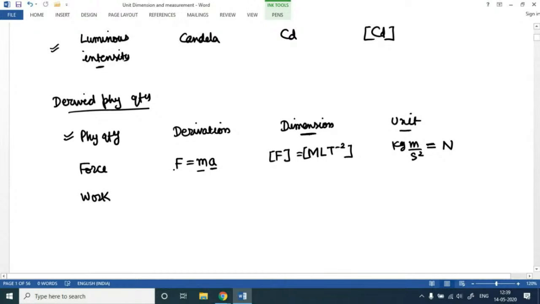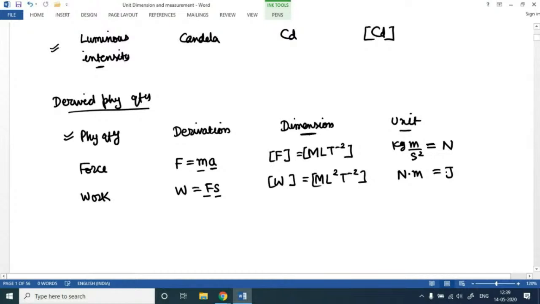Similarly, we can have other examples. For example, work, W is equal to Fs would be one of the relationships defining it. Its dimension would be dimension of F into dimension of S. So dimension of work, you can write it as ML square T minus 2, and its unit you can write simply as unit of F and unit of S, that is Newton meter, and that is known as joules also.